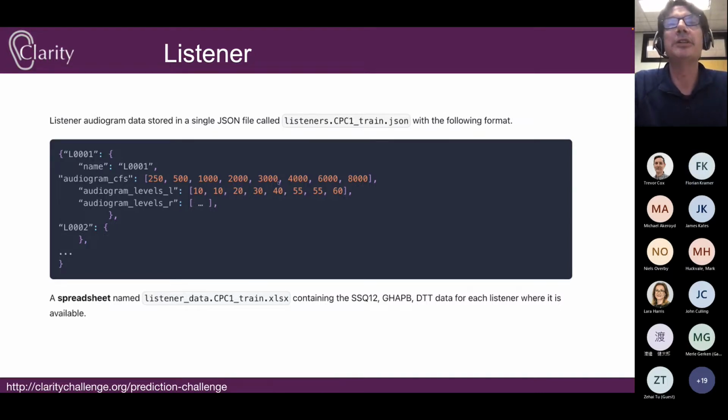And in addition to that, there is a spreadsheet, listener data CPC1 train in Excel format, containing all the additional data. So the GHAB questionnaire, the SSQ 12 questionnaire, and the DTT digit triple test responses for each listener. I say where available because there's a couple of gaps here. For most listeners, we've got all this information. For a couple of listeners, there's a few elements of missing data. So that's all the listener data you've got access to.